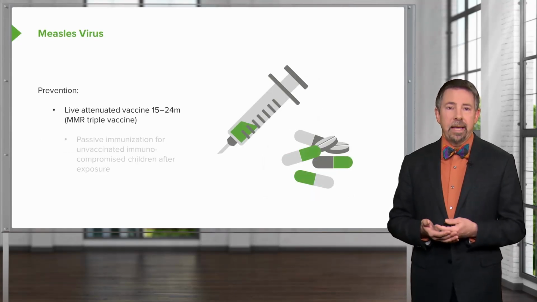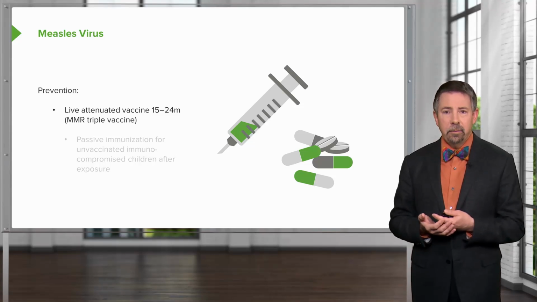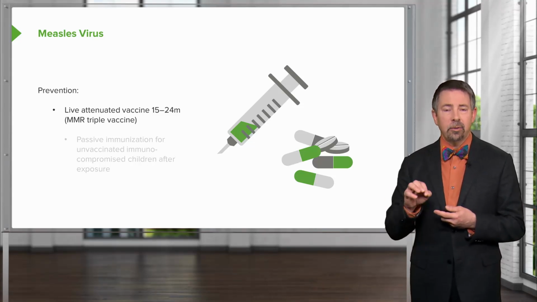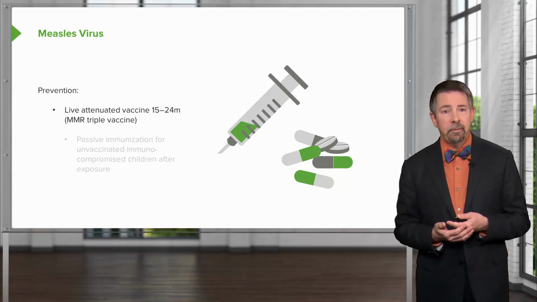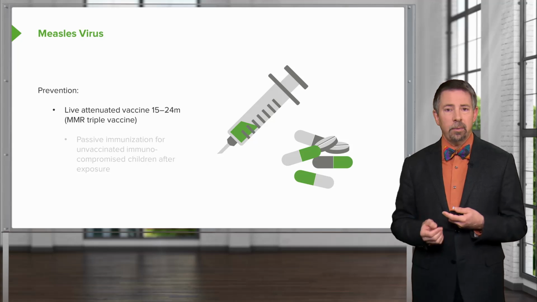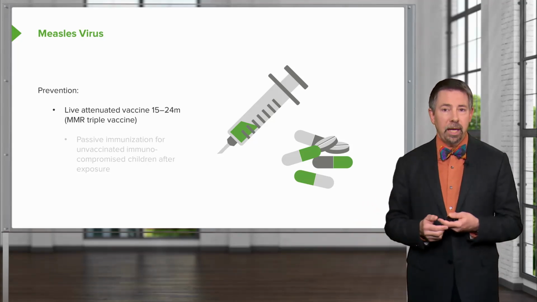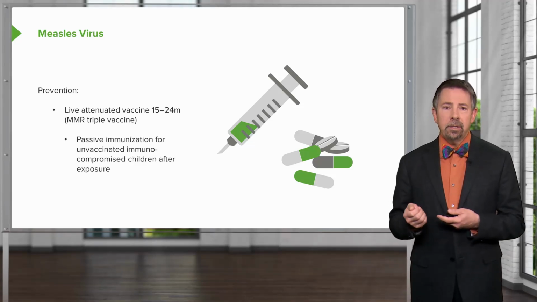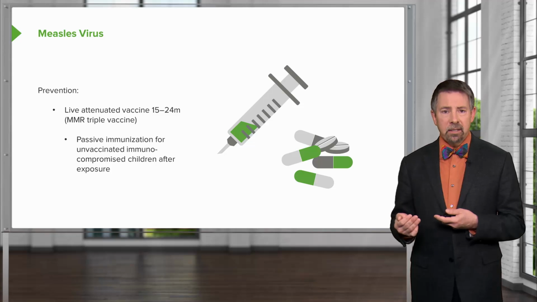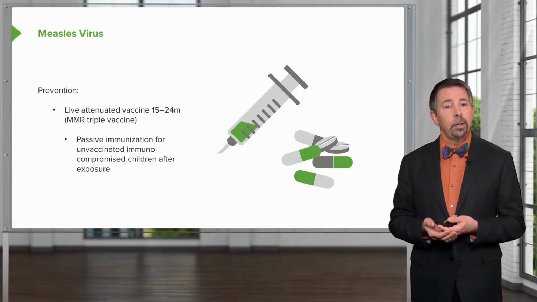So prevention, that vaccine. Very effective. A live attenuated vaccine, which we start to give to infants at 12 to 15 months of life, with the booster at 4 to 5 years of life. Currently, the vaccine is part of a combination vaccine, the MMR, measles, mumps, rubella, and all 3 are live and attenuated.